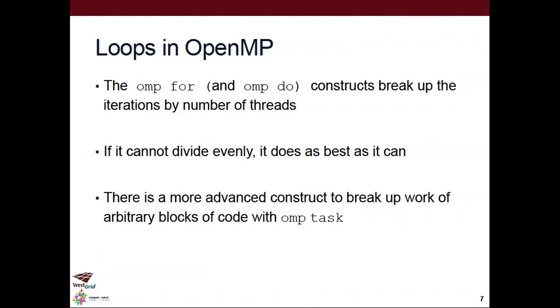And this is the same discussion that I had. It tries to break up evenly among different threads. And we will see another construct called the OMP task for some areas where there's no for loop, but you want to run different sections of code in parallel, so you can use task or section.